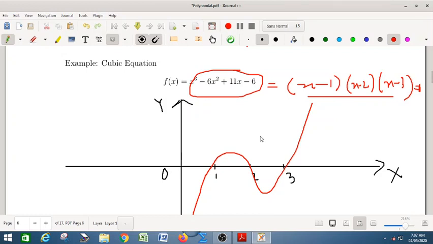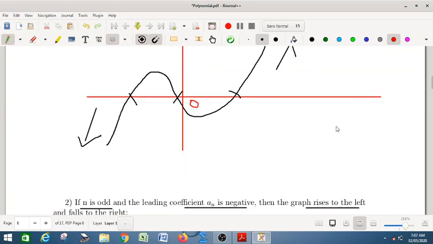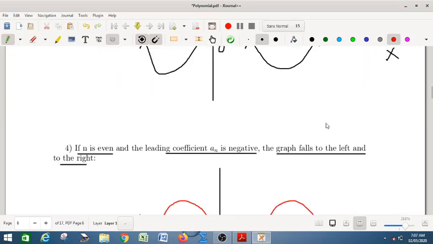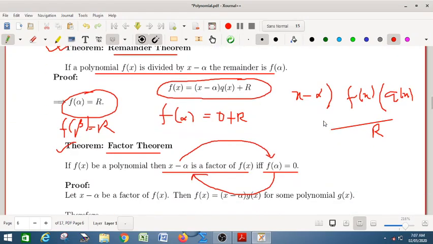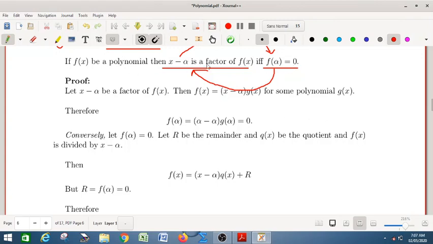Conversely, 1 is a zero of this polynomial, then x minus 1 is a factor. 2 is a zero of this polynomial, x minus 2 is a factor. 3 is a zero of this polynomial, x minus 3 is a factor. This is how the if and only if condition, that is, the necessary and sufficient condition, works in the factor theorem. This is a very important theorem. This is called the factor theorem.